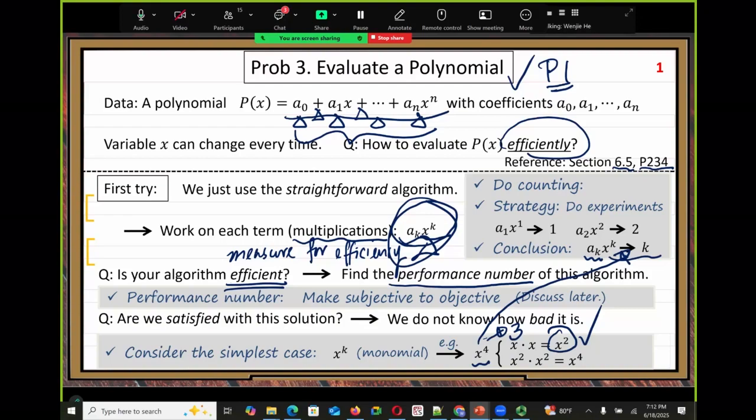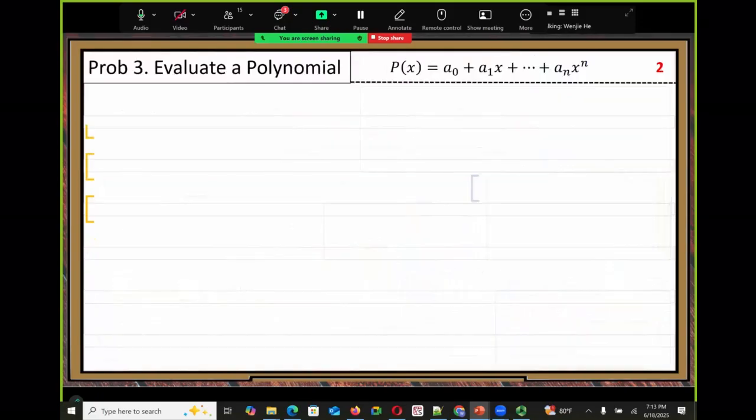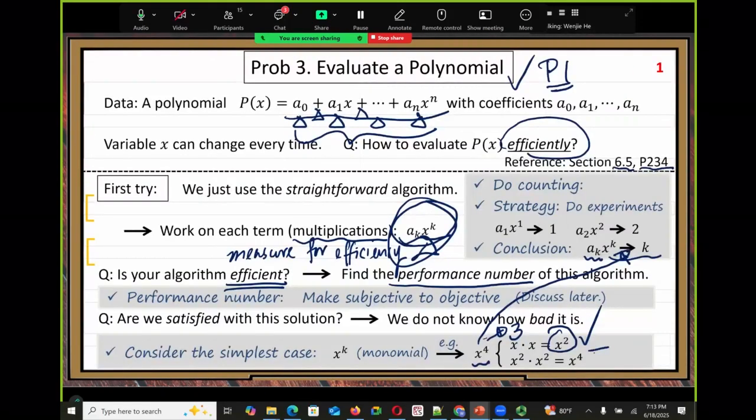After we get x squared, can we find x to the fourth directly from x squared without calculating x cubed? Yes. We can save 1 multiplication here. So if you do multiplication in this way, you only need 2 multiplications. Right? So that's better than 3.